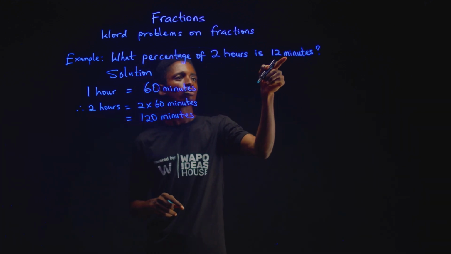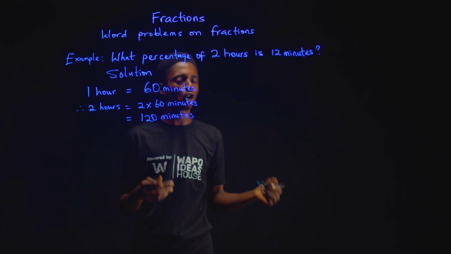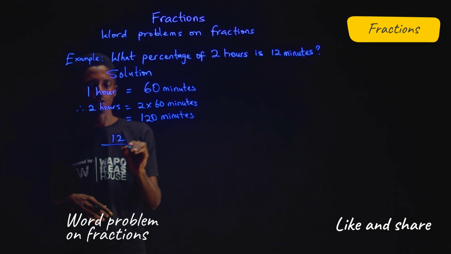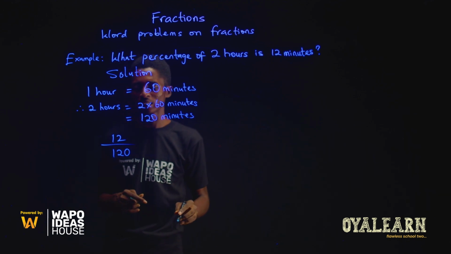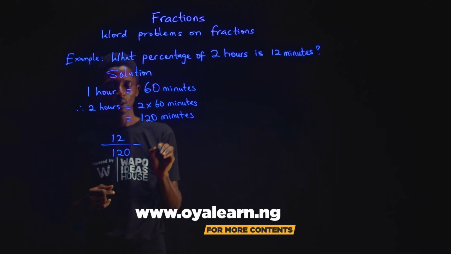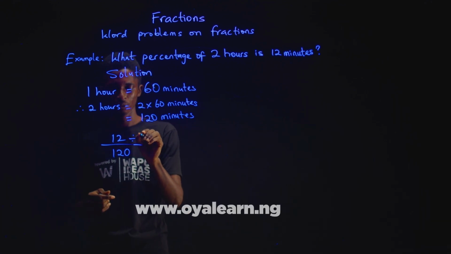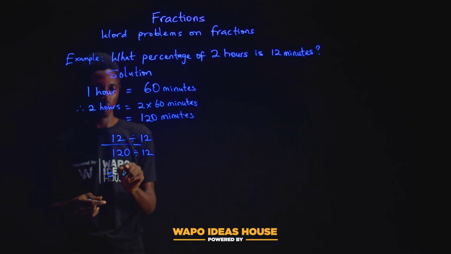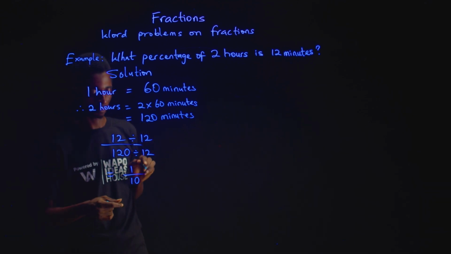We have 12 minutes out of 120 minutes. That is 12 of 120. So that is, we have 12 over 120. Now let us bring this to the smallest fraction possible. Let's divide the numerator and denominator by 12. This would give us 1 over 10.